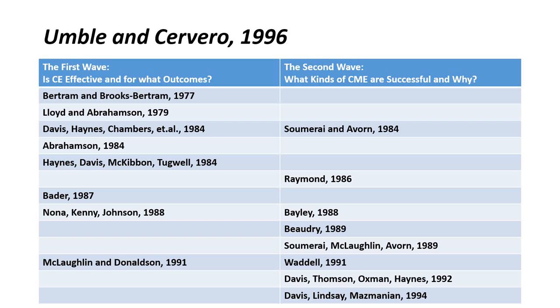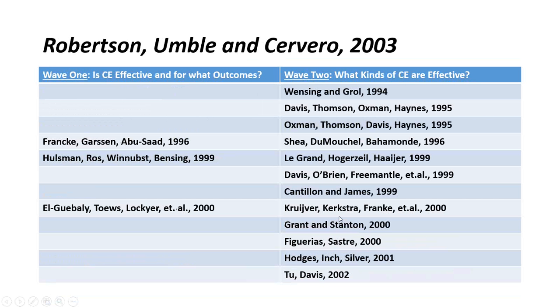What's important about the titles is that many of these articles looked at the effectiveness of continuing education in the health professions, not just continuing medical education. Here are the articles that were reported by Robertson, Humble, and Severo in 2003. Again, you can see that there were two waves. It appears as if at this point, researchers were pretty well convinced that CE was effective, and so there are considerably more articles in the Wave 2 column.